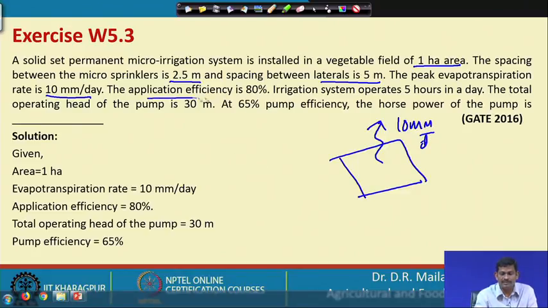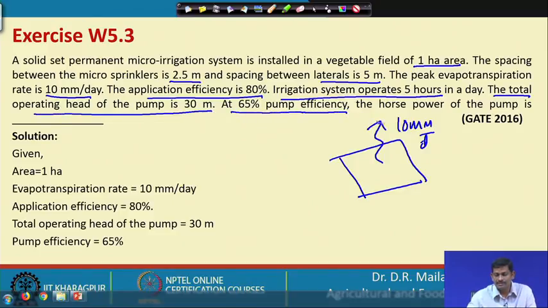The application efficiency is 80%. The irrigation system operates 5 hours in a day. The total operating head of the pump is 30 meter. At 65% pump efficiency, what is the horsepower of the pump?